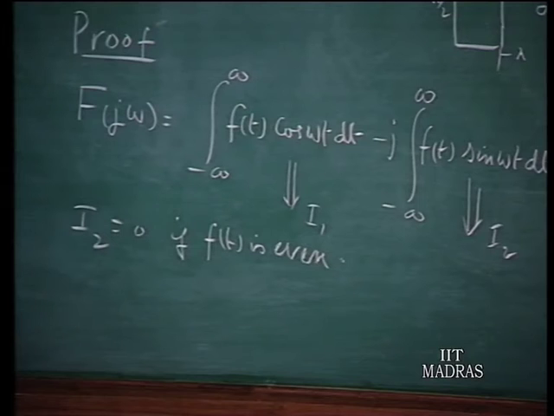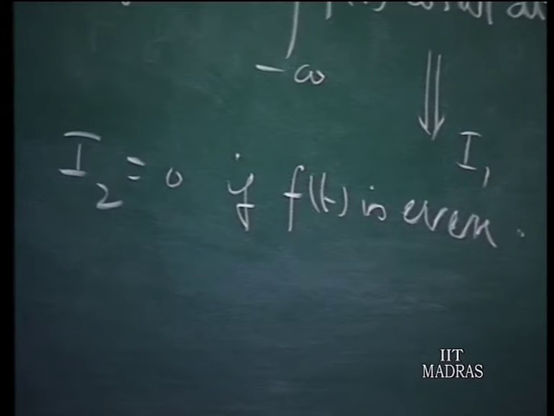Similar arguments will show that if f of t is odd, f of t sin omega t is even. Therefore the second integral will be non-zero, but the first integral, which involves f of t cos omega t, turns out to have an odd integrand. Therefore if f of t is odd, f of t cos omega t is odd, and you are integrating between symmetrical limits. Therefore I1 will be 0 if f of t is odd.